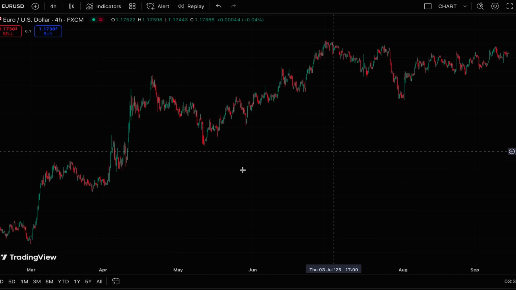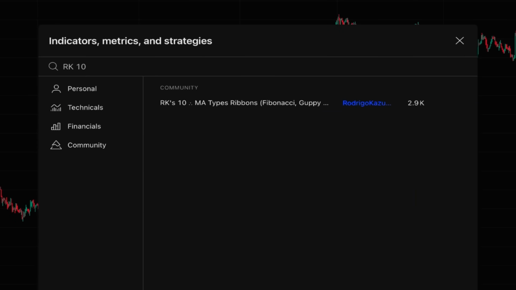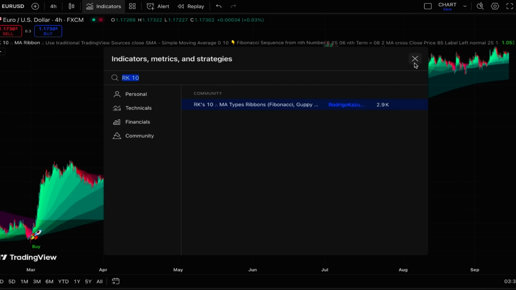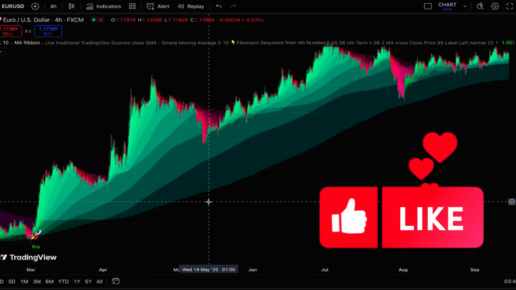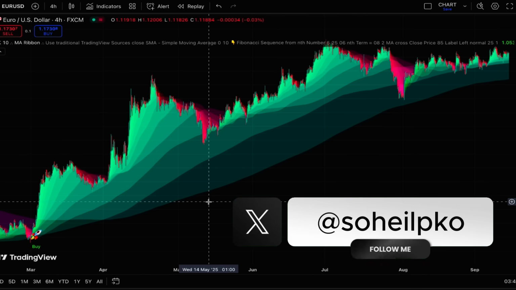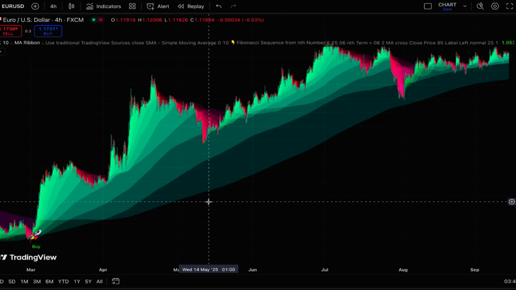Alright, on TradingView platform, here we click on indicators and we search RK10, this one. RK10 MA types ribbons, which is written by Rodrigo Kazuma. Alright, this is the indicator, and as you can see, a ribbon is added to the chart. But this is not just an ordinary moving average ribbon, and it has many features and options that gives you flexibility and complete control to adjust the indicator exactly based on your need.